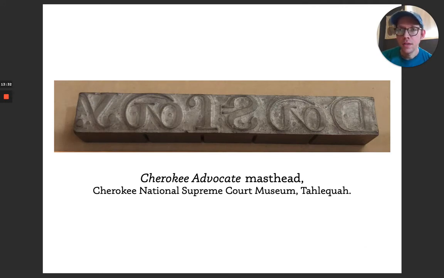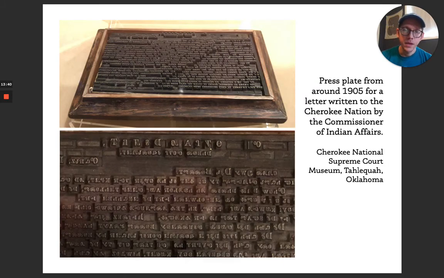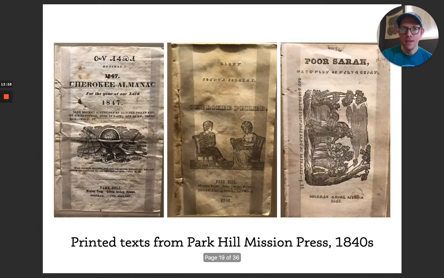And also in the museum there, they had a masthead from the Cherokee Advocate. And finally, here's a press plate with some Cherokee type on it. This may or may not have been from the same set that was used to print the Advocate, but this was also really cool to see and also really hard to get a picture of. And here are just a few other older examples of Cherokee syllabary printing from the Park Hill Mission Press around the 1840s.